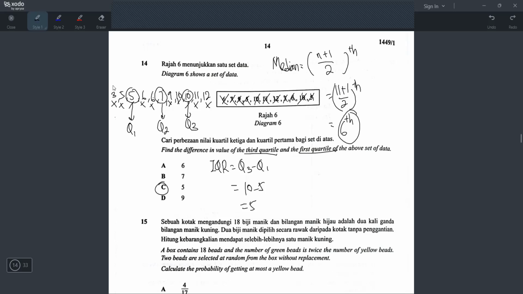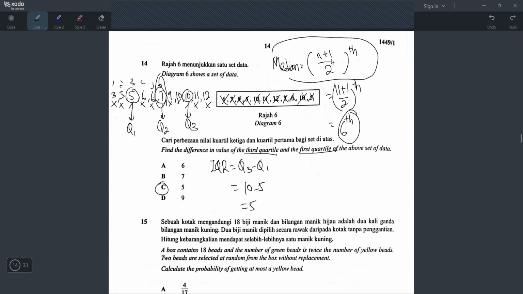So let's count. 1, 2, 3, 4, 5, 6 position. So the 6th data is 7. Therefore, the median is 7. Can you see it's the same as if I use the cutting method? 7, right? And the first half got how many numbers? 5 numbers. How do we know where the middle of 5 numbers is?